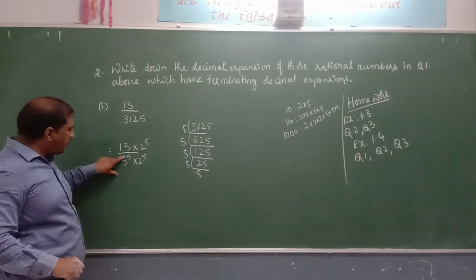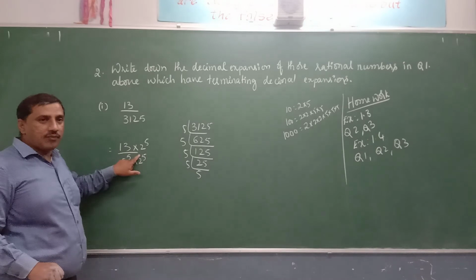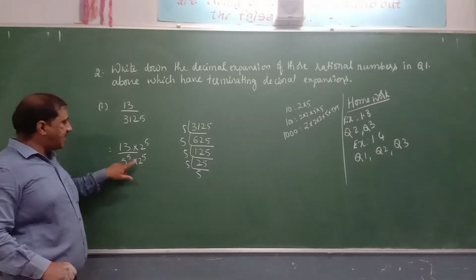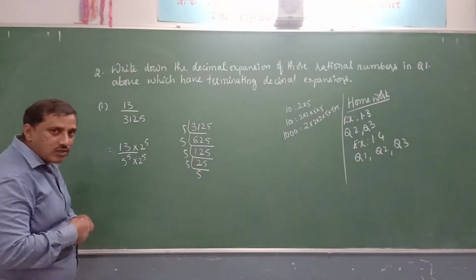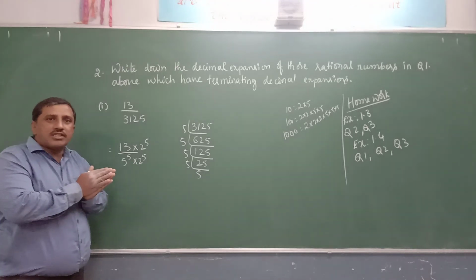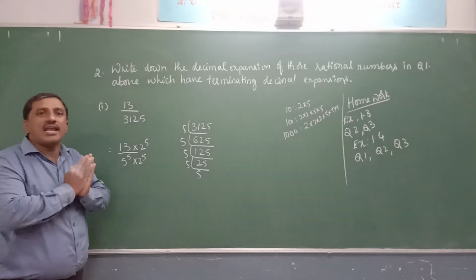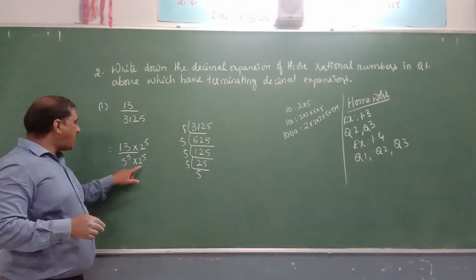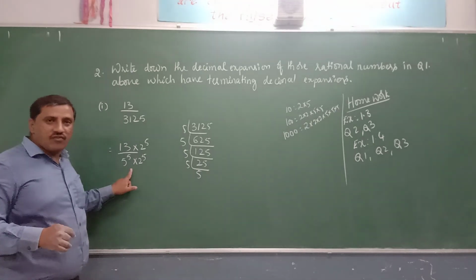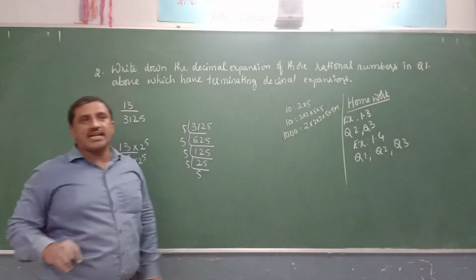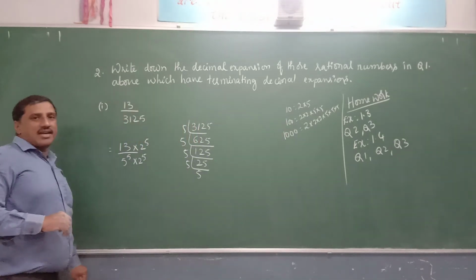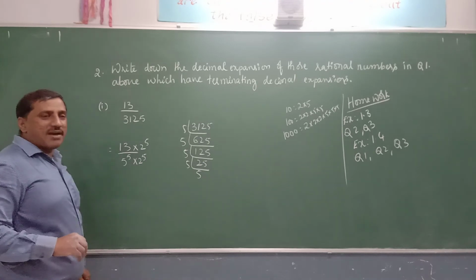If 5 cube is there, multiply with 2 cube. If 5 to the power of 7 is there, multiply and divide with 2 to the power of 7. The powers of both the prime factors 5 and 2 should be equal. Then we get the product in the denominator in the form of a multiple of 10, so that it is easy for us to convert the rational number into the decimal expansion.